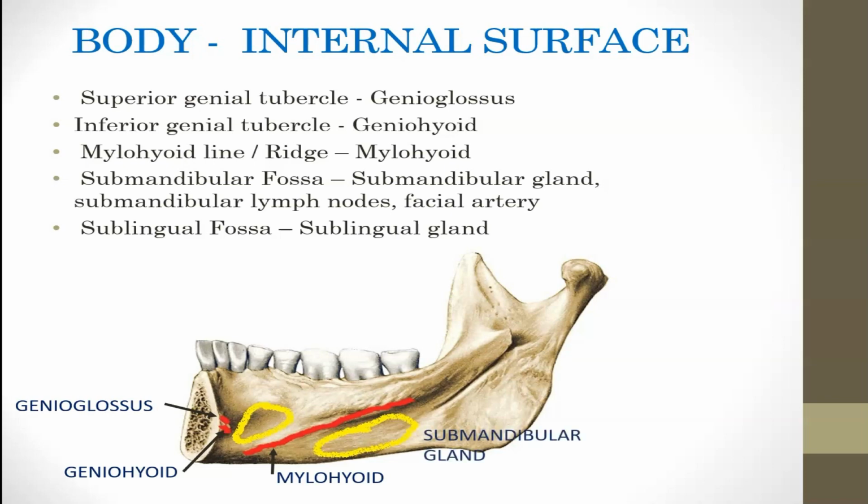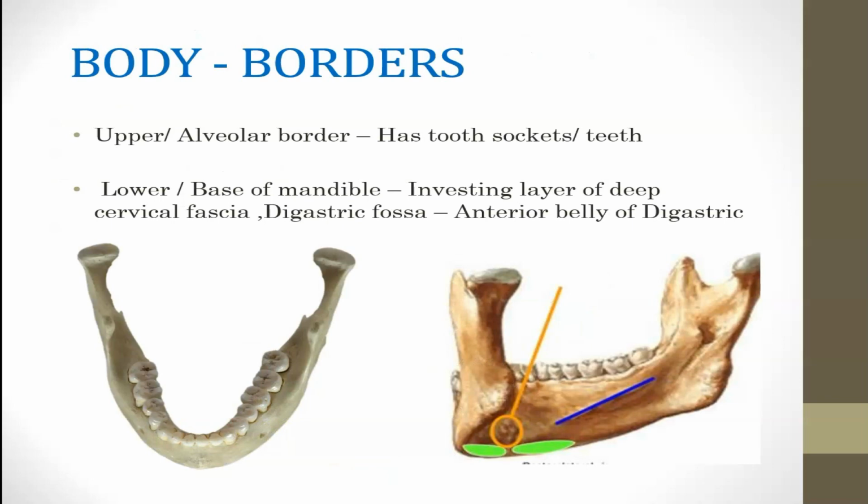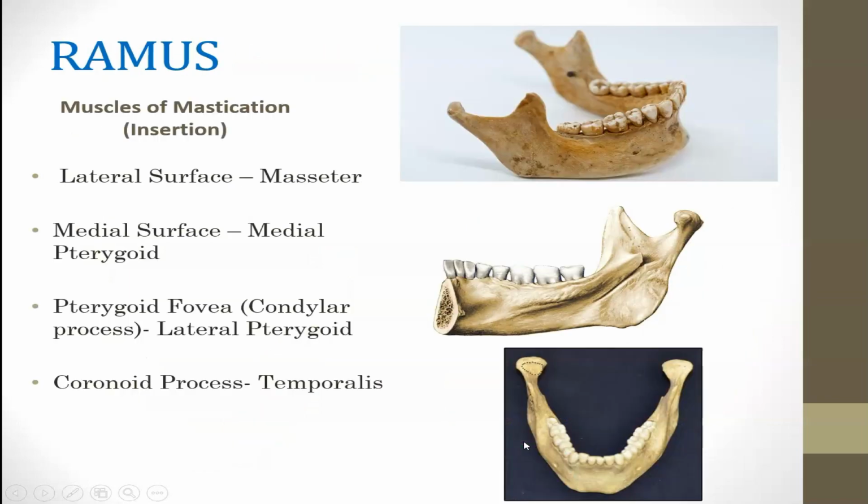In the submandibular fossa, submandibular gland is lodged along with the submandibular lymph nodes and facial artery. In the sublingual fossa, sublingual gland is lodged. In the alveolar border, we can see the teeth or the sockets for the tooth. In the base of the mandible or the lower border, the investing layer of deep cervical fascia is attached throughout. In the digastric fossa, anterior belly of digastric is attached.